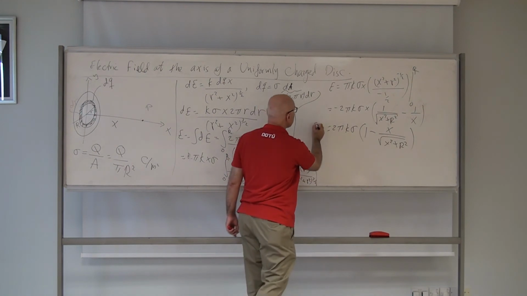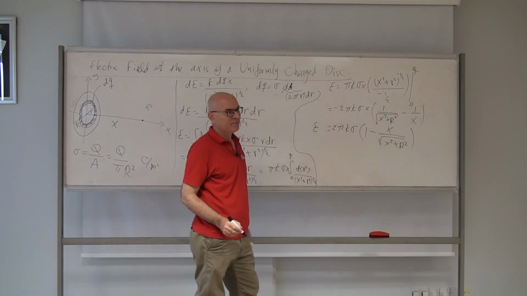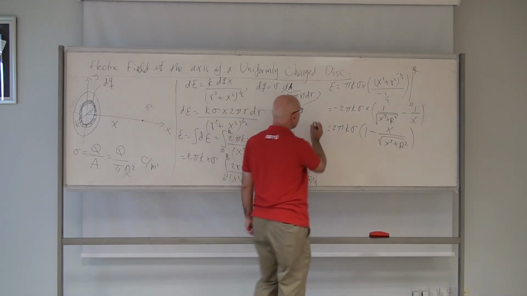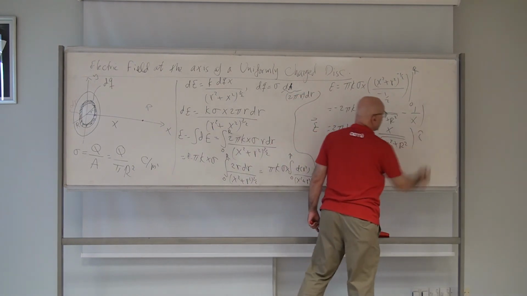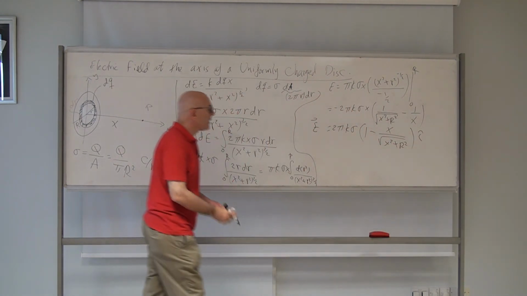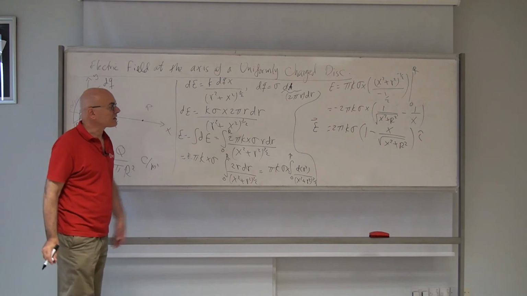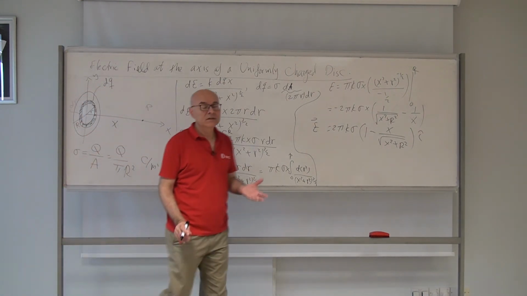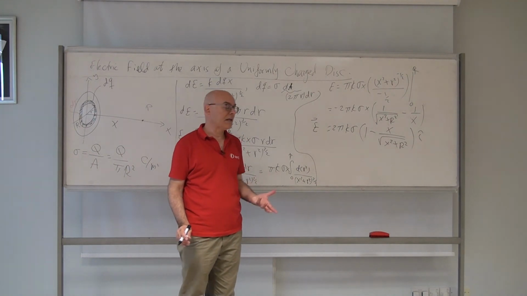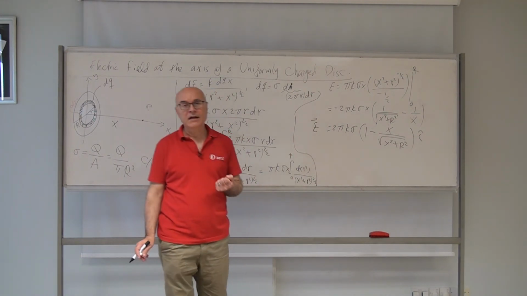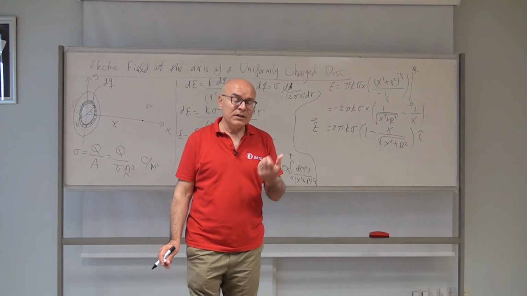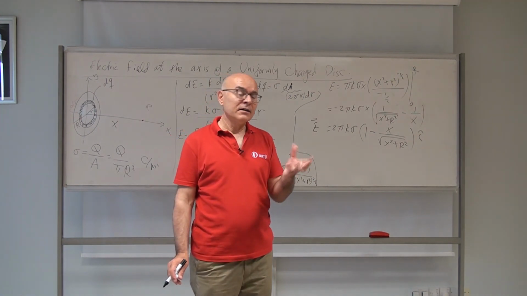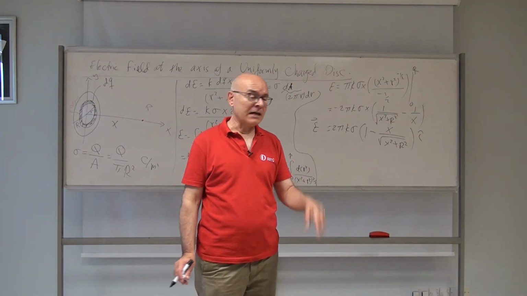Okay, so this is your E. And if you want to make it a vector, you say, okay, this is my vector, and it is along the positive x direction. So this finalizes your analysis, and you have got the answer. Now, we need to verify or to check this answer.